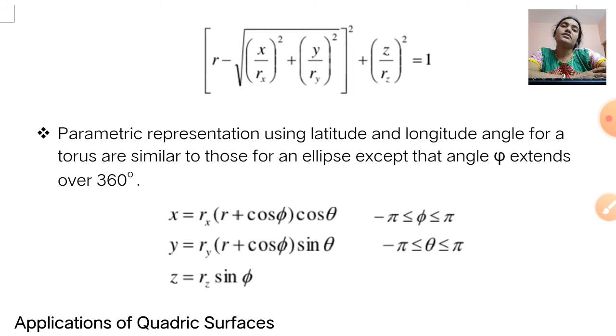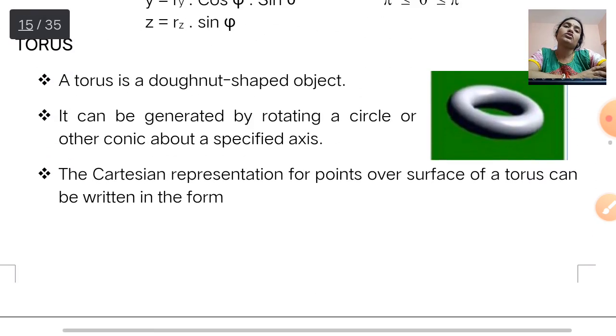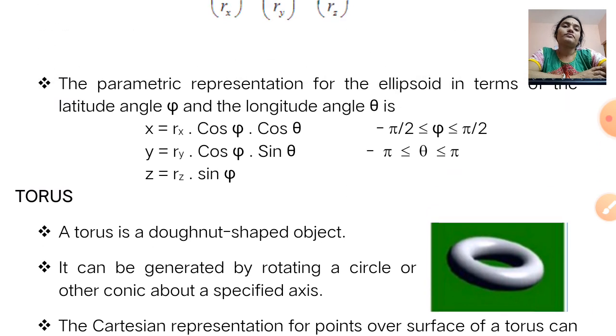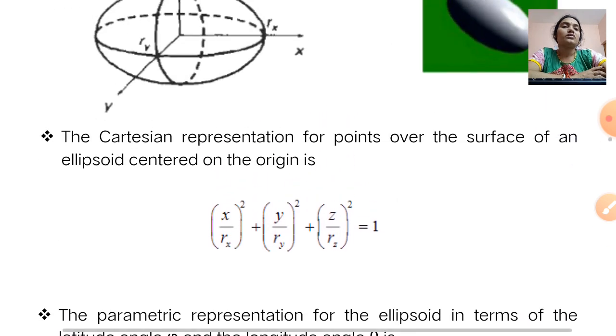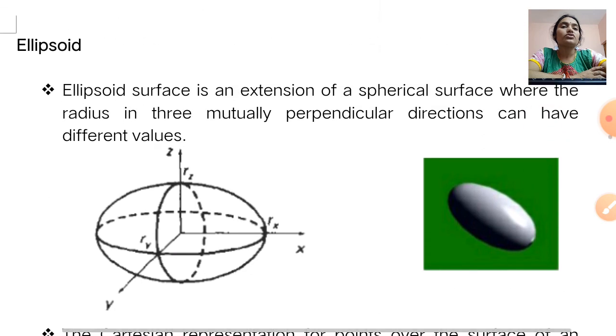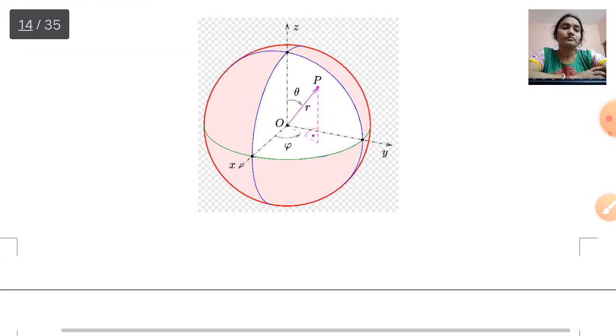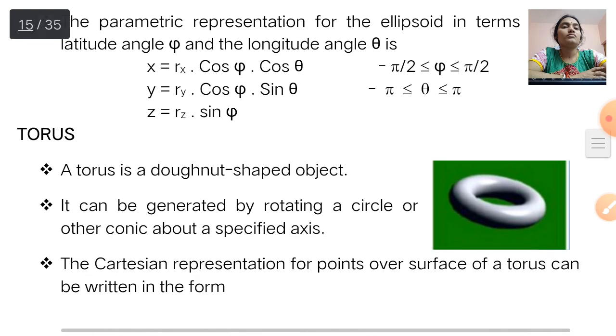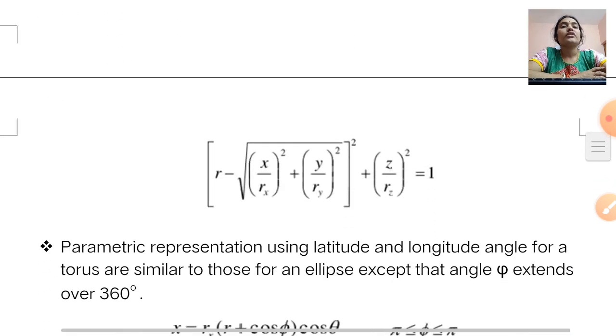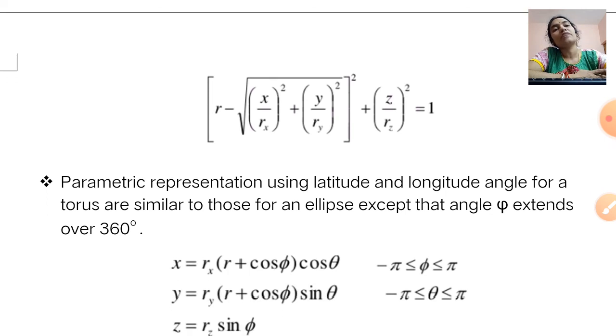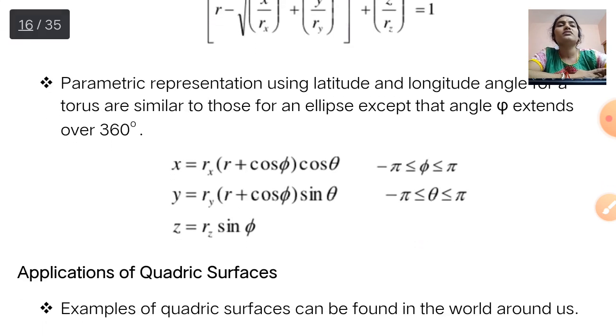So this is your torus, but the torus is not in your syllabus; I just want to let you know what a torus is and what the formulas are. Other objects are also there: superquadric objects, super ellipsoid, super sphere, paraboloid, hyperboloid, but these are not in your syllabus, so we will not discuss them. All these things you will study in higher classes.